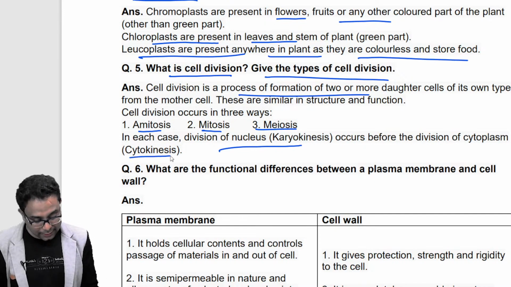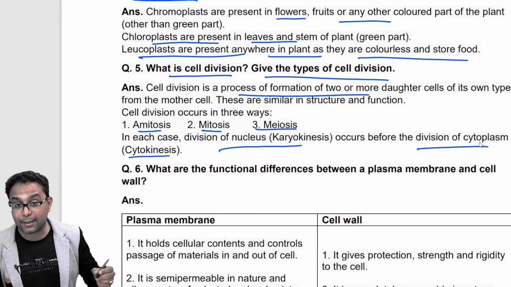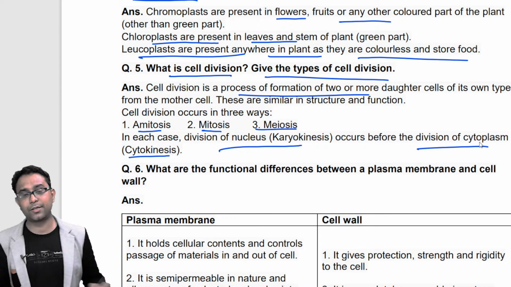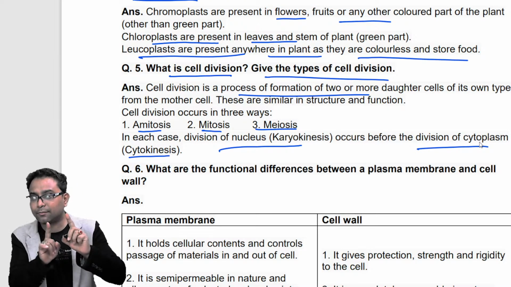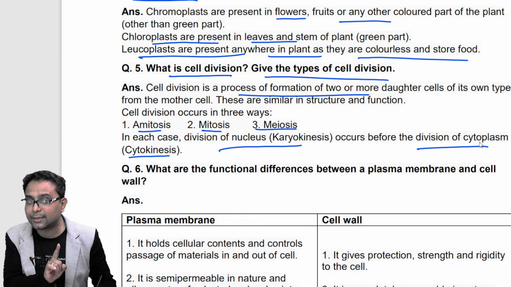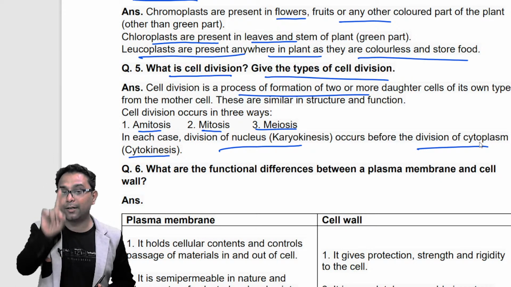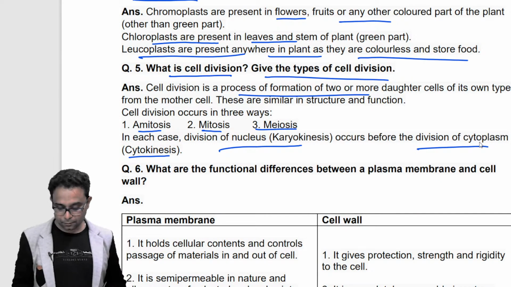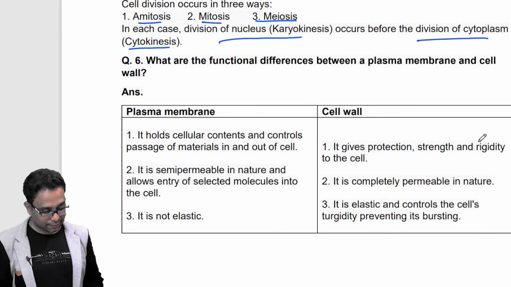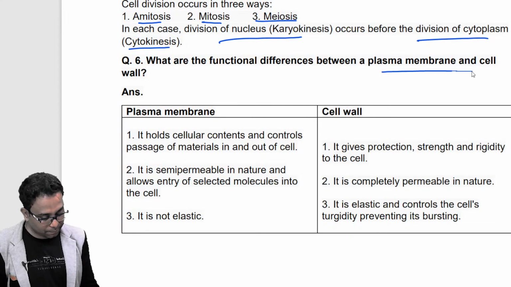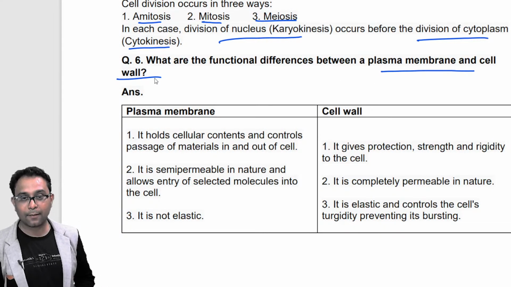Cytokinesis means the cell division. In that particular phase, the cytoplasm division takes place. So cytoplasm division means the cytokinesis, and karyokinesis means the nucleus division. Next question, what is the functional difference between plasma membrane and the cell wall?